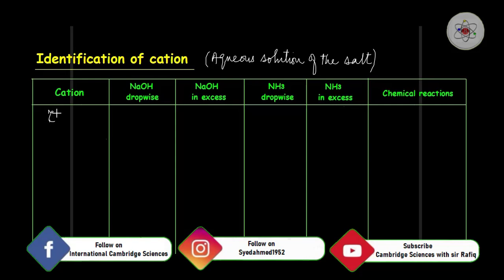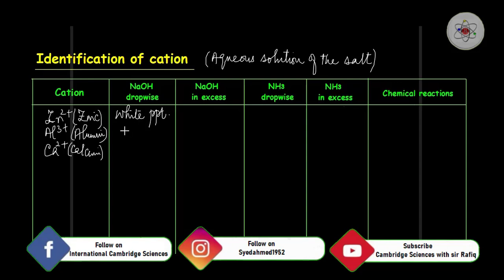find out zinc, aluminium, and calcium. Why are we considering these? Because when sodium hydroxide is added to the given salt, if these ions are present, they give a white precipitate.